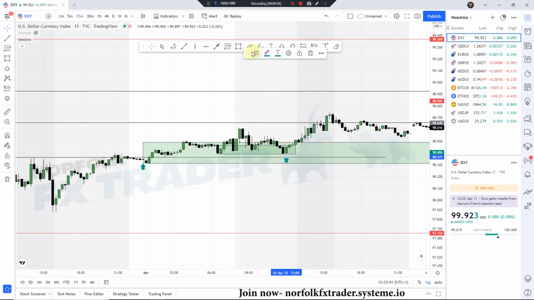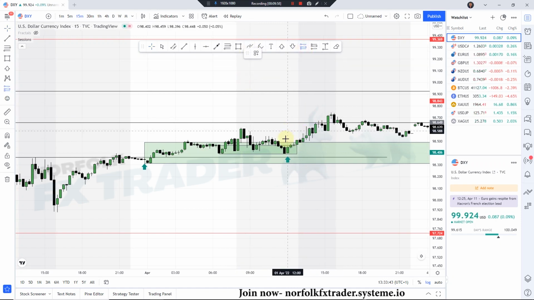But if you're using this area of demand, your entry, your stop loss, below the demand zone, your take profit would be here. So again, over a 2-to-1 risk to reward on that trade. We will look at a 5 minute in a moment as well.